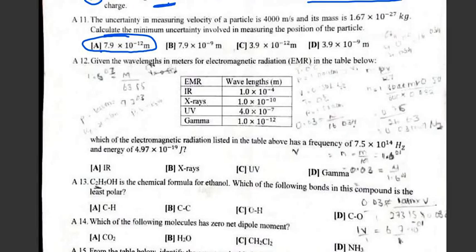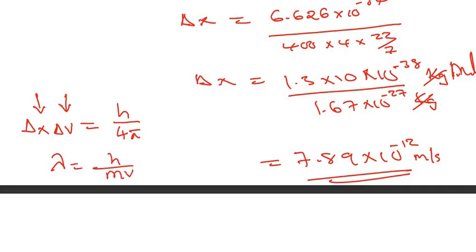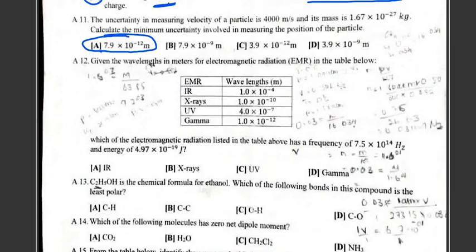Yeah, so hope you're okay with this. The formula is correct. This is the uncertainty in the position, and the uncertainty in the velocity is always Planck's constant times 4 by pi. Then you also know the formula that's connected to mass times velocity, right? So there's this other formula here, the de Broglie equation. This is where the whole uncertainty principle came from. Yeah, so that answers your question number A11.